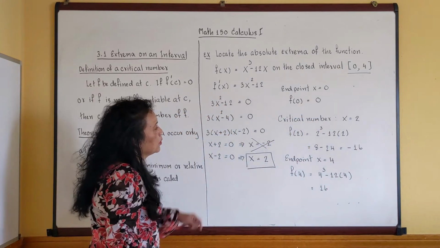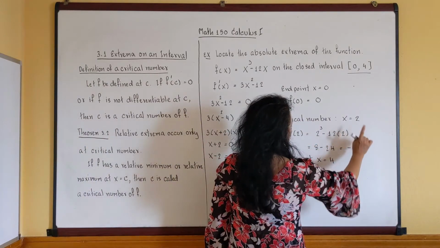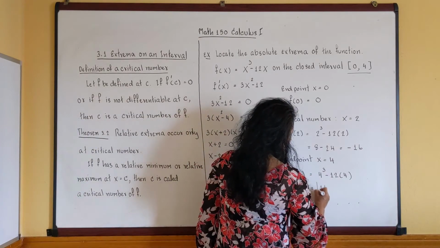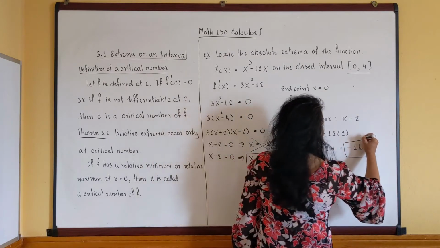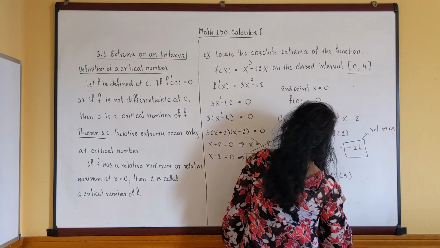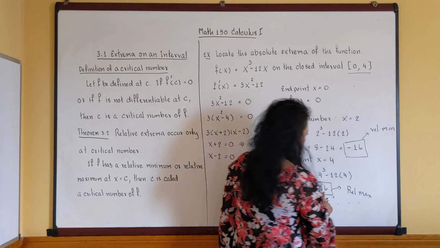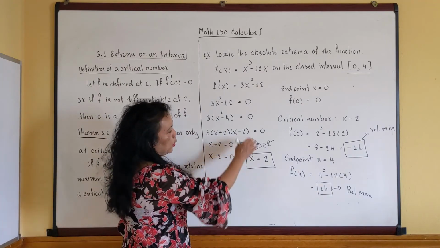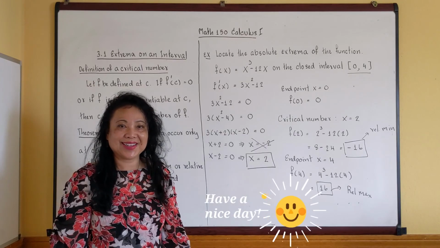So when x is 0, y is 0. When x is 2, y is negative 16. When x is 4, y is 16. So this is the relative min and this is the relative max, because this is the highest point in that interval. Now if you have more than one critical number, you have to check all the critical numbers. Alright, we finished 3.1. I'll see you next time.